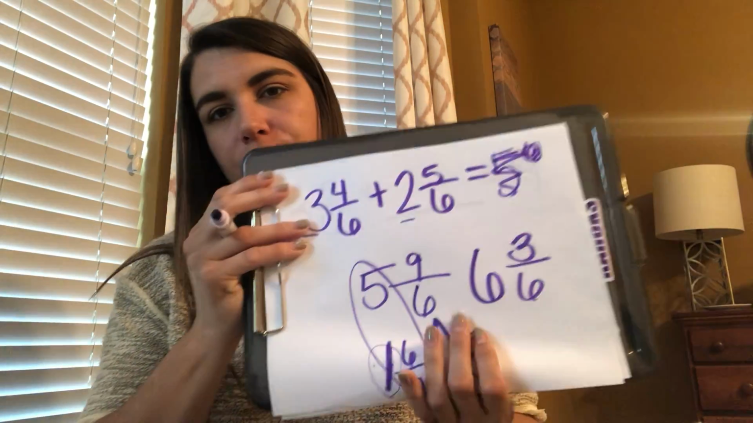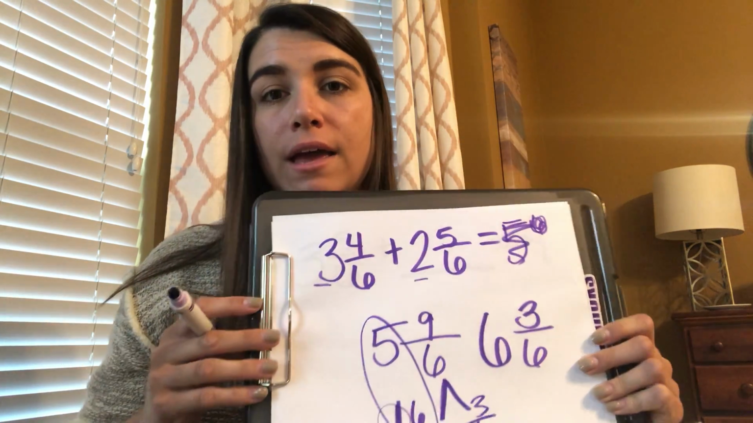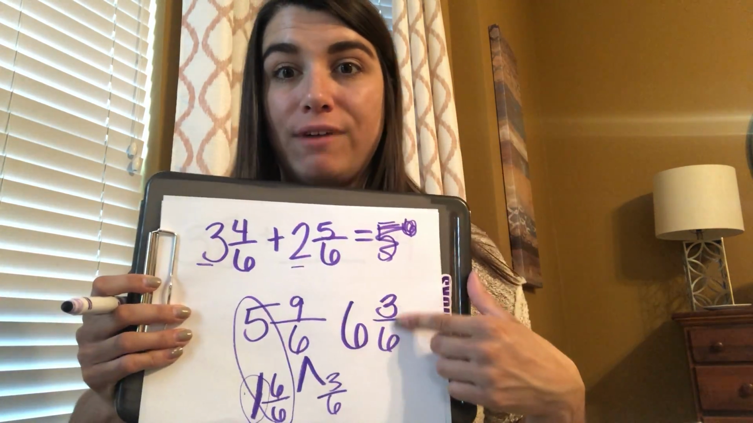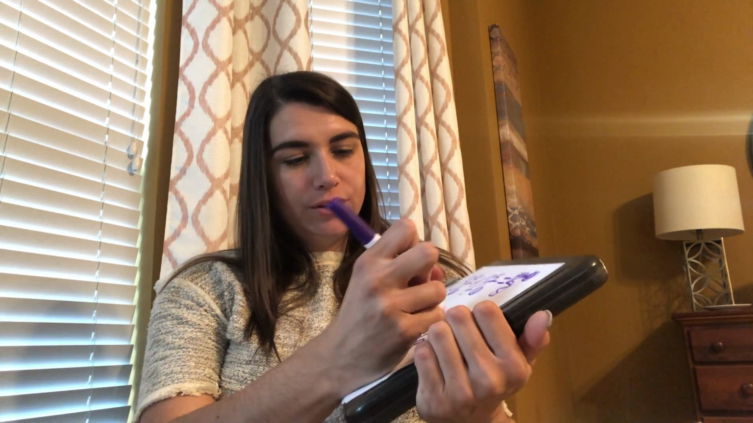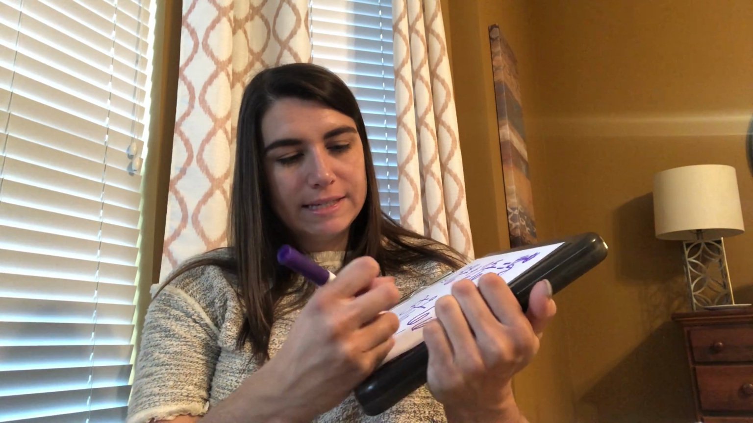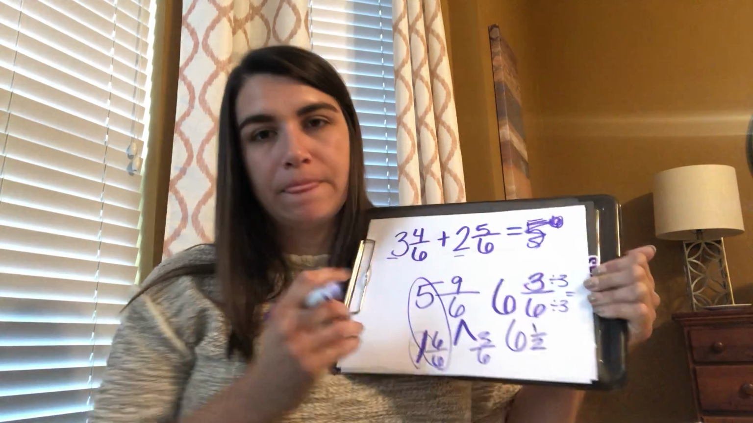And then my fraction part is 3/6. It's what's left over here. So 6 3/6. Now, if you are a pro now at simplifying, you might recognize that I can divide the top and the bottom by the same number. I can divide them both by 3. So I'm going to go ahead and do that. So I'm going to get 6 1/2 as my answer.